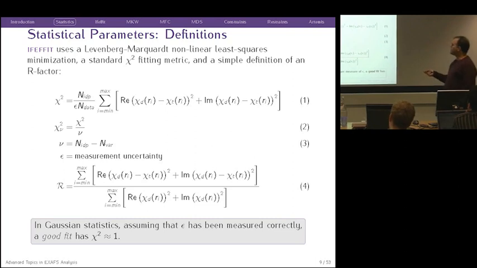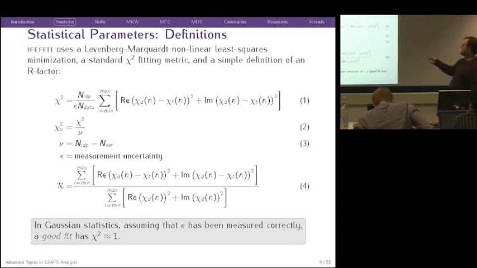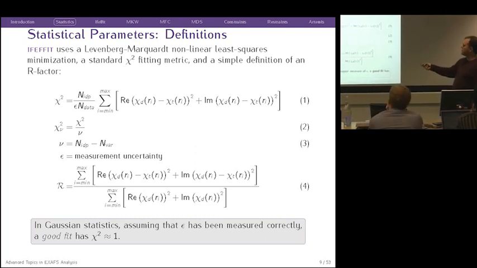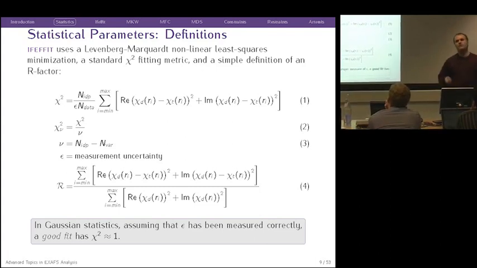One oddball part of this equation is the epsilon, and the epsilon is the measurement uncertainty, and there will be a sequence of slides about determining measurement uncertainty in a little bit. Understanding what's going on with epsilon is central to understanding what's going on with the software, so we're going to talk about that at some length.